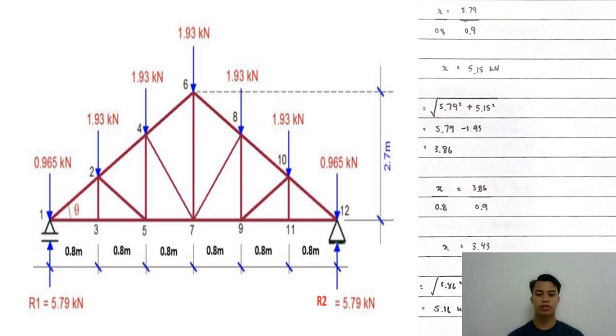So based on the question, we need to find x. The x that we find is 3.86. And then after we get the 3.86, we need to factorize. And then the final answer of the tension is 1.16 kN.